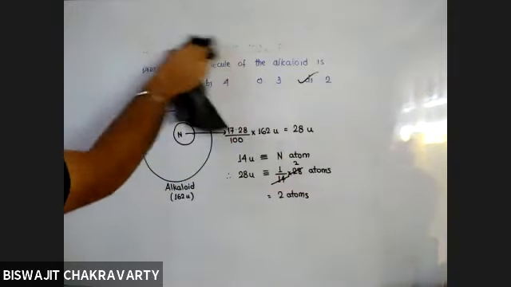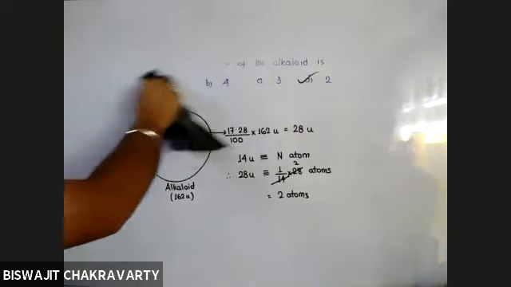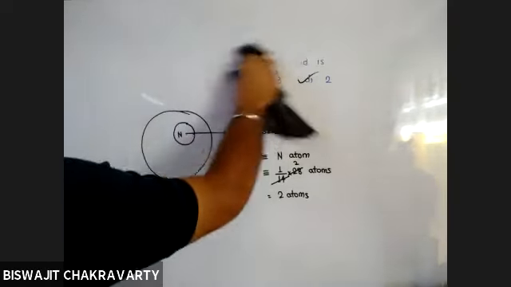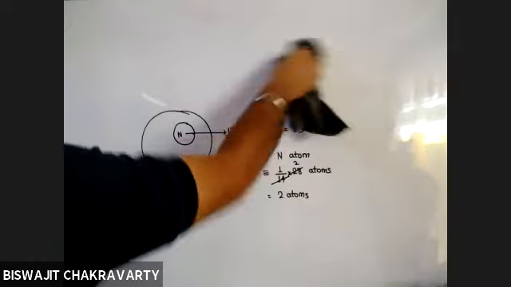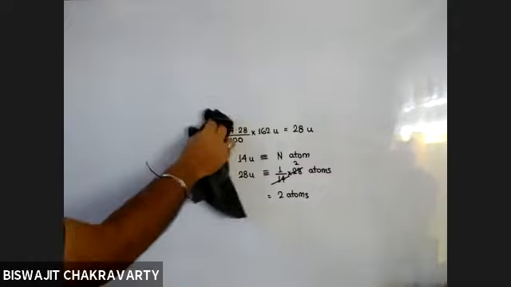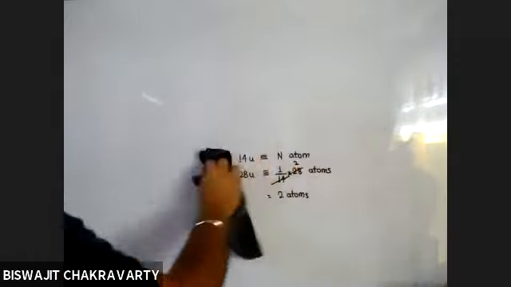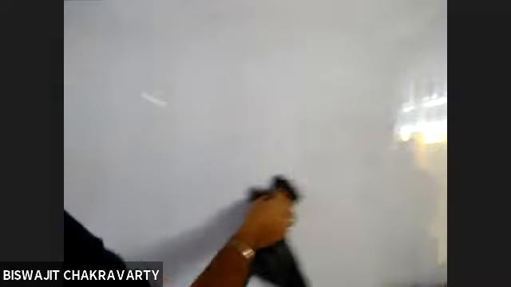Okay, same question. If instead of nitrogen it were silicon, what would have been the answer? So one atom. Very good. Why 1? Because if the percentage remains the same, how many silicon atoms does 28 units have? 1, right? One atom of silicon. Yes, sir. I think now it is clear.